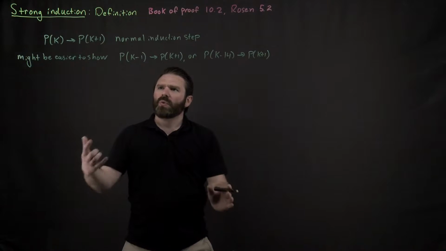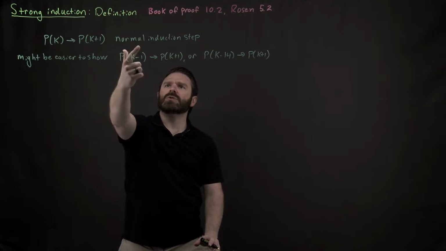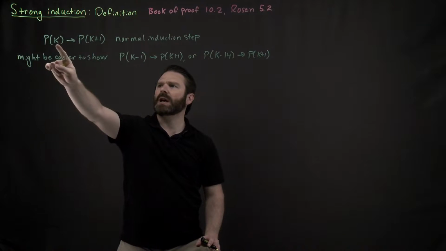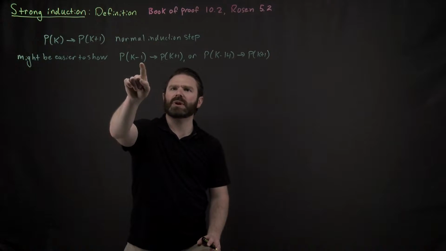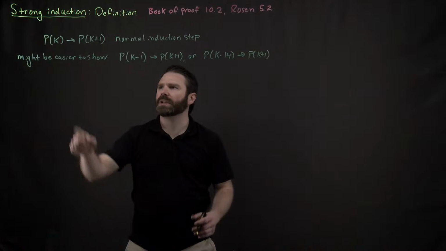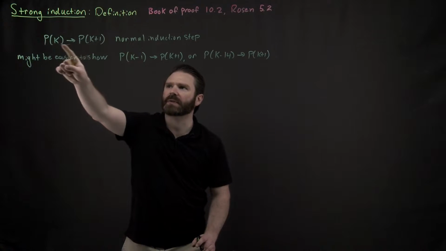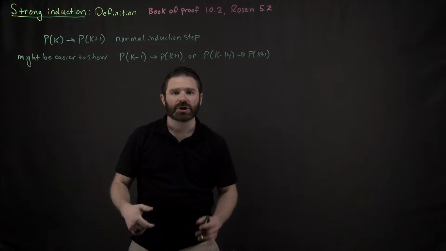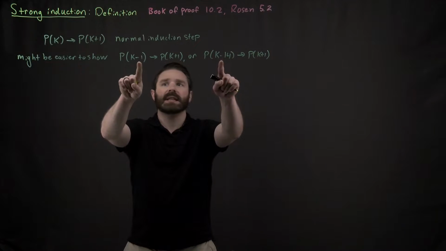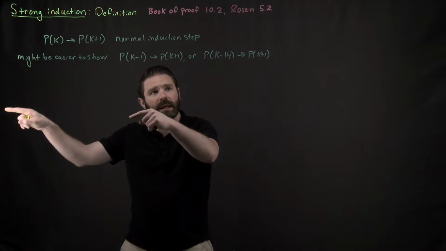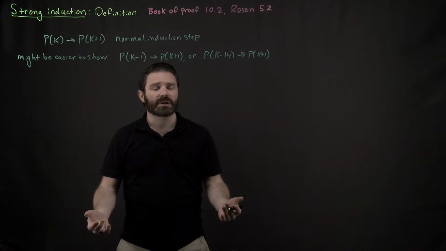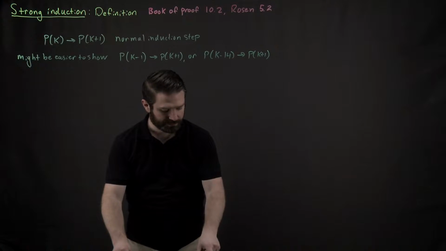So we can't use normal induction here because we're not going from k to k plus 1, even though this might be easier to prove. So the difference between normal induction, which is looking at this kind of implication in its induction step, strong induction is going to allow us to use these previous steps in our induction step. So a proof by strong induction proceeds as follows.